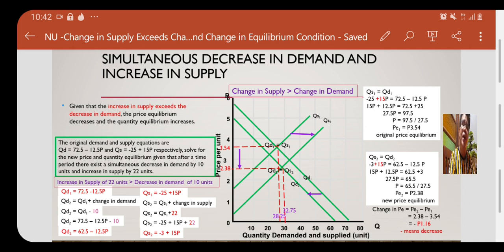So notice that the change in demand here is 10 and the change in supply is 22, regardless whether the changes increase or decrease. The change in supply is greater than the change in demand because 22 is greater than 10. So let us now be specific to what are these changes. Change in supply is an increase in supply by 22 units, while change in demand is a decrease in demand by 10 units.